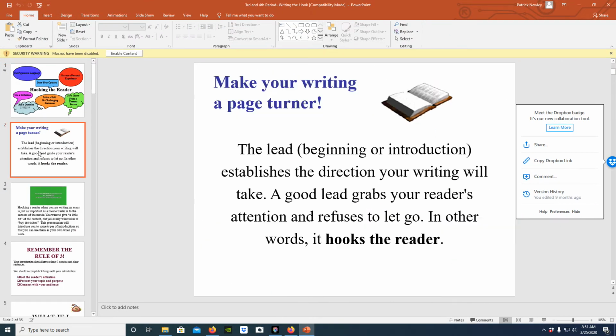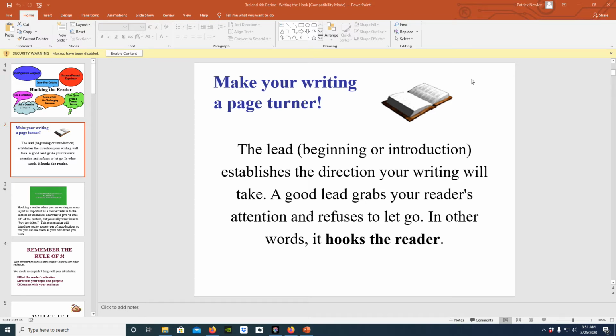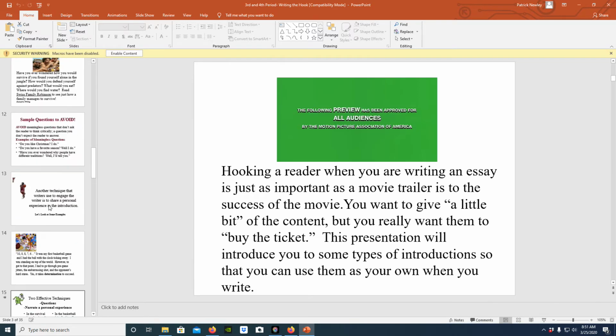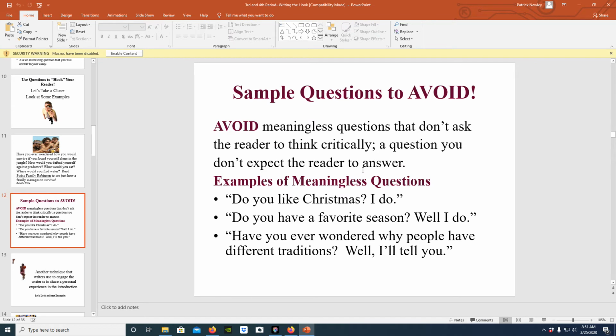So I have a few more I wanted to go through. I've just opened up a PowerPoint that I've been working on over the last few years. Most of you have probably already seen this one already. But there are some sample questions for you to avoid that you don't want to use as the hook. So you don't want to ask questions that don't motivate the reader to think critically about what it is that you are writing about. Here's some examples of meaningless questions or questions to avoid.